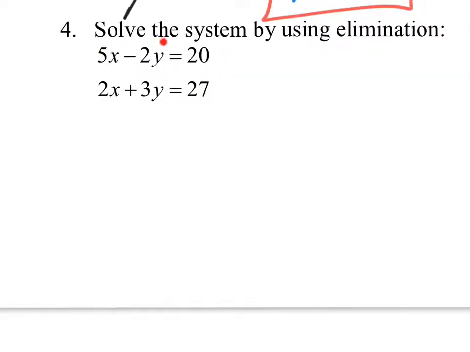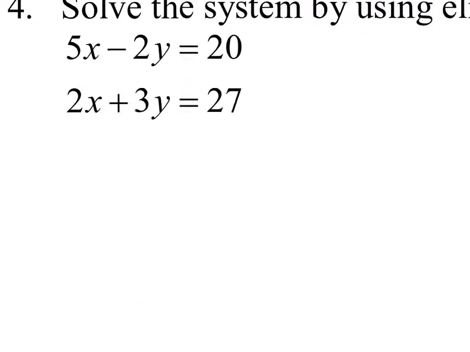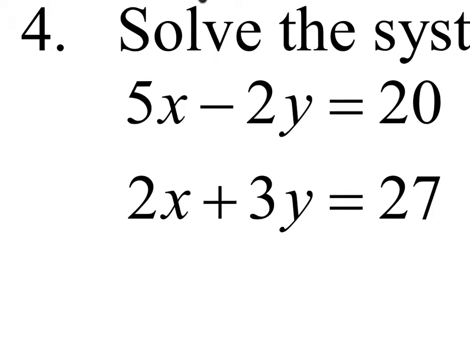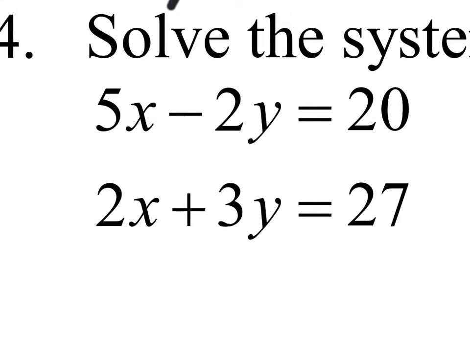So question number 4 wants us to solve the system by using elimination. So we're going to have to eliminate a variable. Let's try to eliminate the variable x. And what we need, of course, are coefficients that are identical, and yet signs that are the opposite. So we need a positive and negative. What are we going to multiply into each of these equations to get it so that the x's can be eliminated?